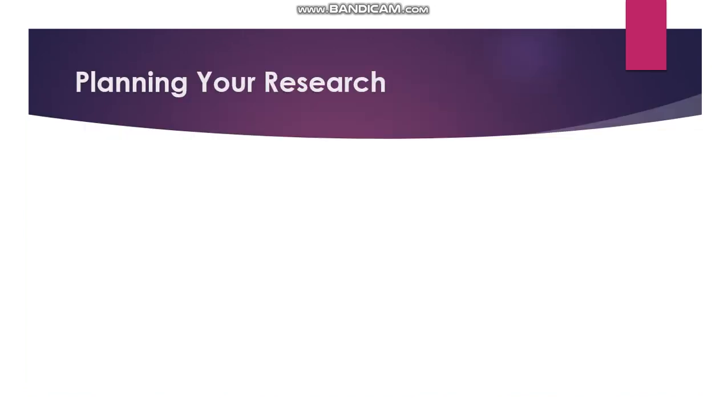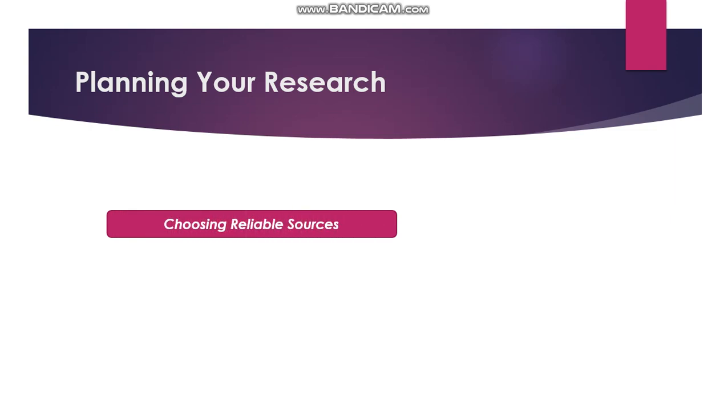The next section is planning your research. The first step in planning your research is choosing reliable resources. Not all resources are created equal. When you are researching, look for credible and reliable sources. Peer-reviewed articles, academic journals, or reputable websites are your best friends.